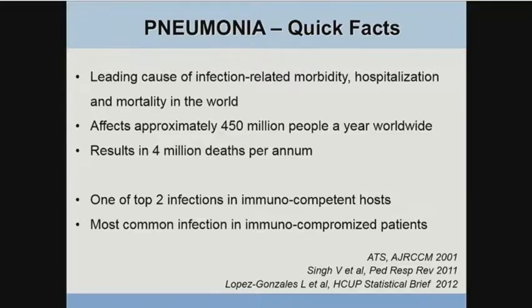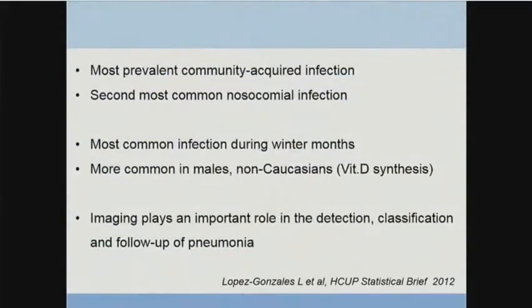We have to know that it's one of the top 2 infections in the immunocompetent host. It's the most common infection in the immunocompromised patient. It's the most prevalent infection acquired in the community, and the second most common infection acquired in the healthcare setting. It's also the most common infection during the winter months, and we males are disadvantaged here because it's more common in males, and also in non-Caucasians. It has to do with vitamin D synthesis.